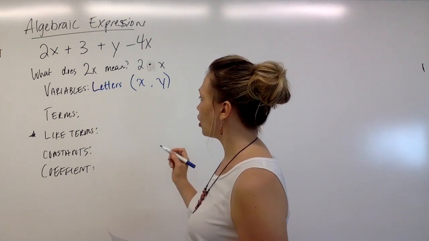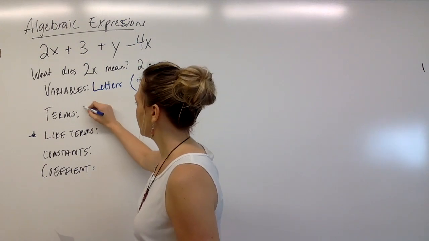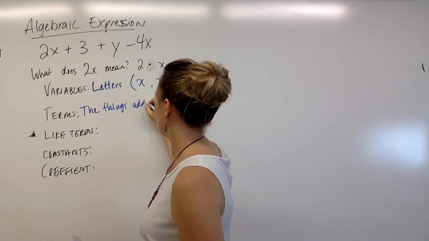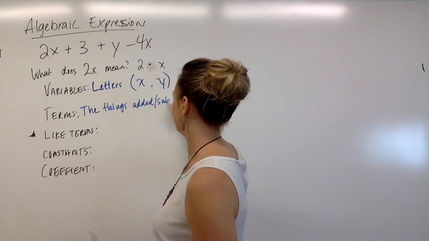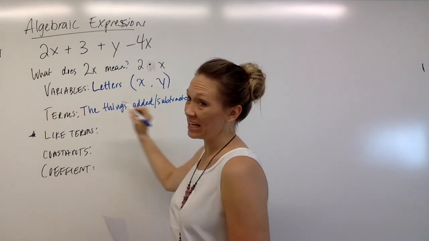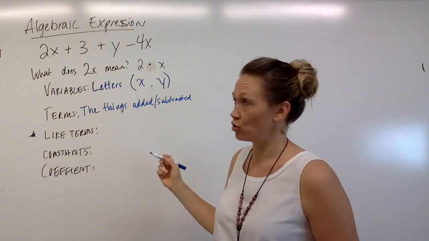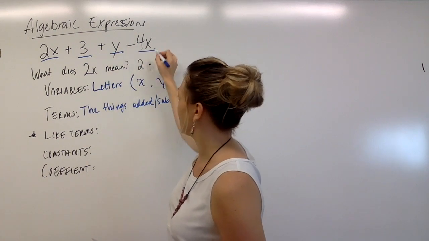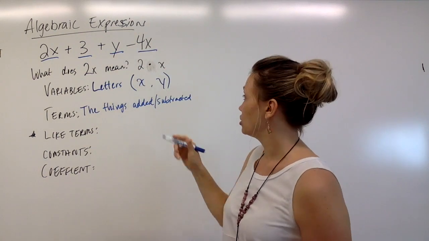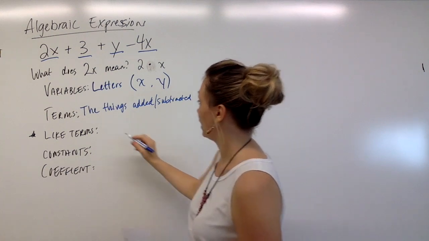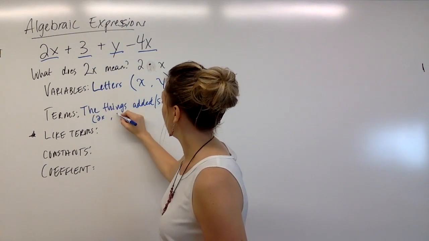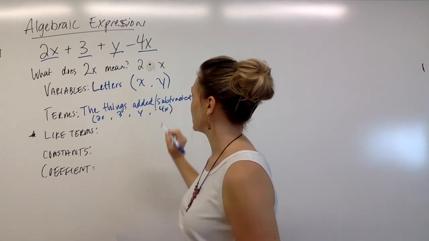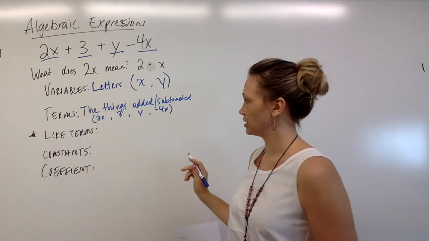Right? The terms are the things added and subtracted. So they're everything in my expression that's being added and subtracted. So I got 2x being added to 3, being added to y, and 4x being subtracted from that. So I actually have 4 of them. Okay? So I have 2x, I have 3, I have y, and I have 4x. Or in this case, it would be negative 4x because it's being subtracted.